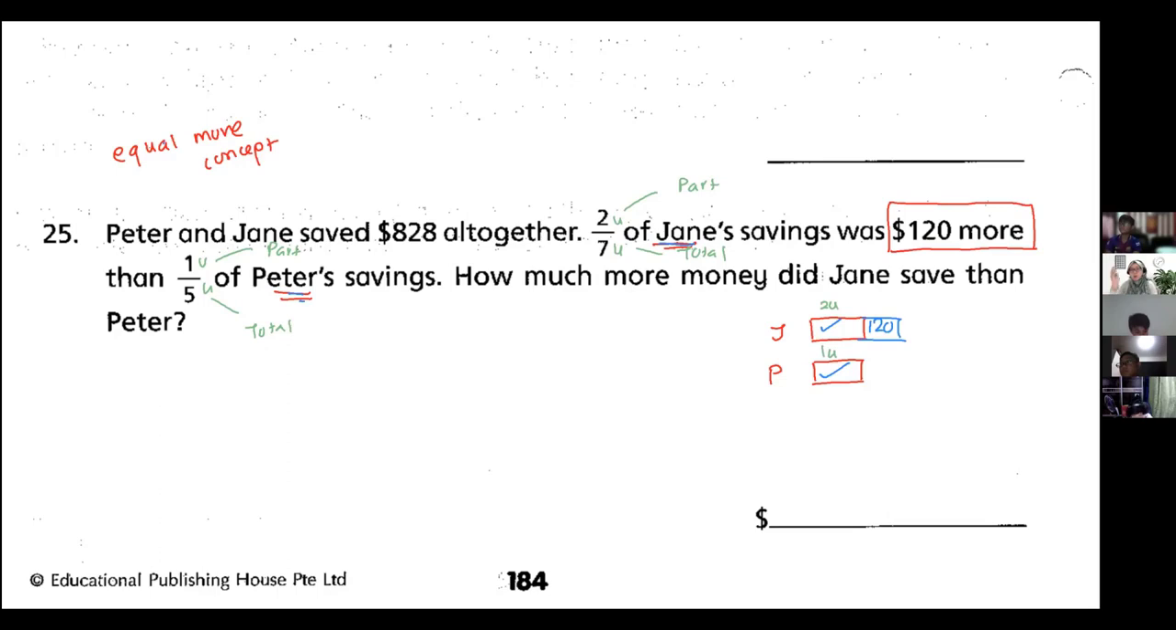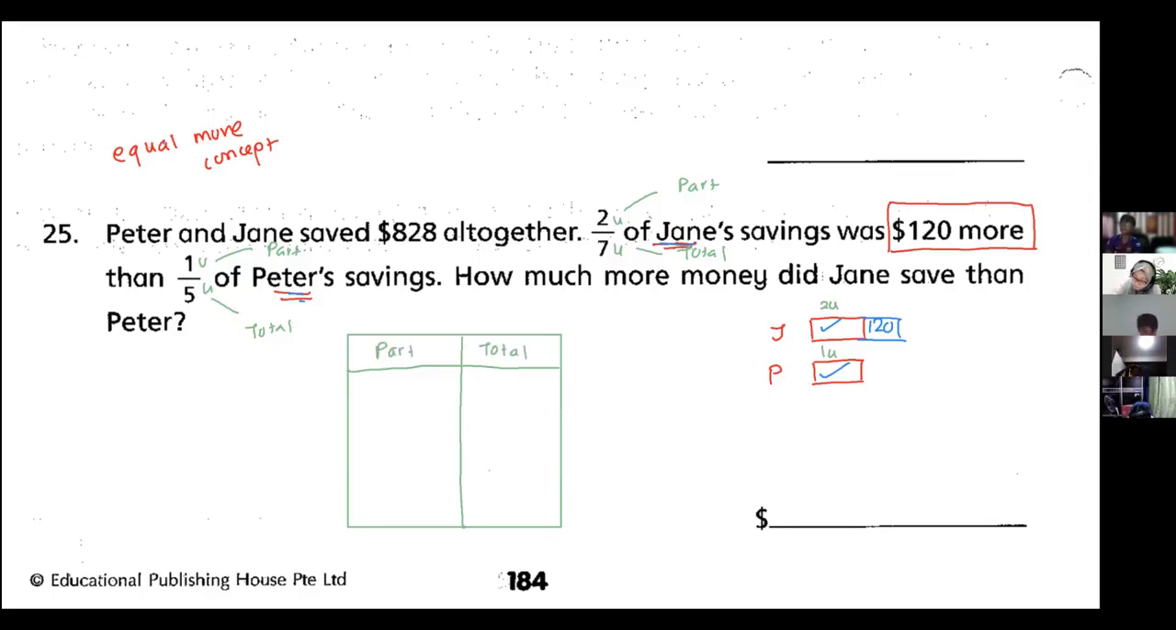But if you want to draw the model, you must be very careful because the units are different. If you draw wrongly, everything will be wrong. So I'm not going to draw the model. I'm going to go straight to the units method. Okay, this is how I do it. We're going to draw out the table like that. Cut it up into 2 columns like this. On top here will be the part, and here will be the total.